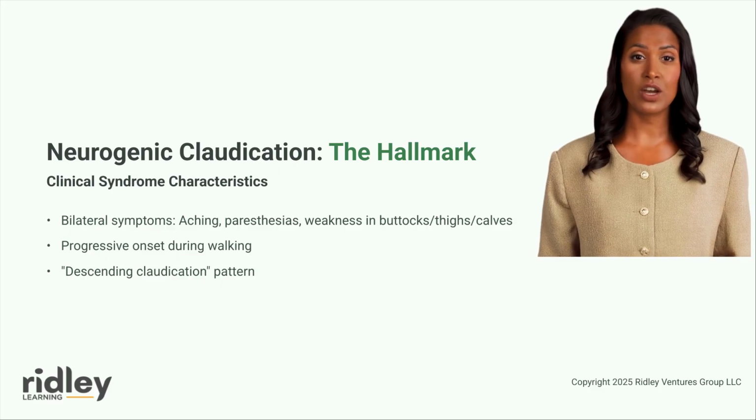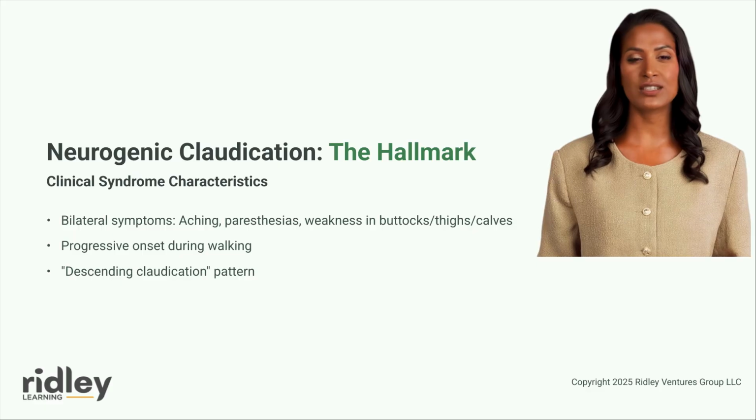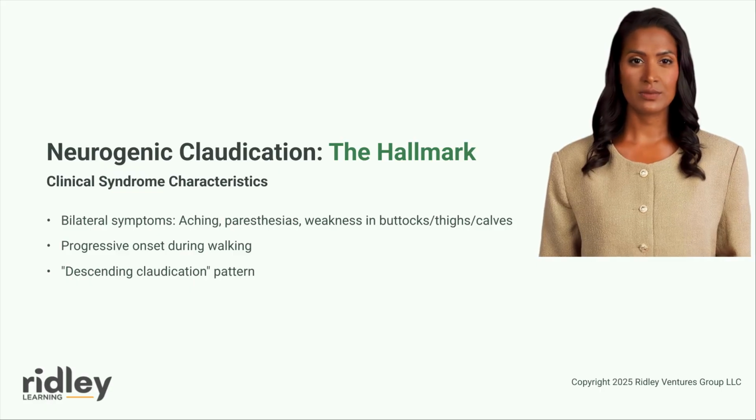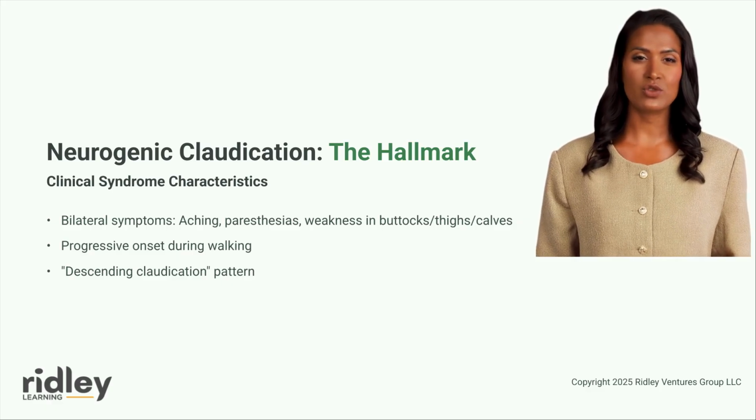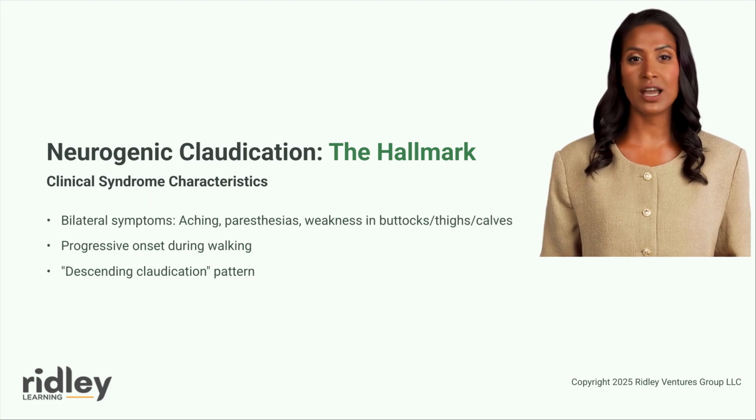Symptoms often begin proximally in the buttocks and progress distally into the legs with continued ambulation, a pattern sometimes described as descending claudication. The bilateral nature of symptoms reflects compression of the cauda equina within the central canal, though asymmetric presentations with predominant unilateral symptoms may occur when lateral recess or foraminal stenosis is the primary pathology.